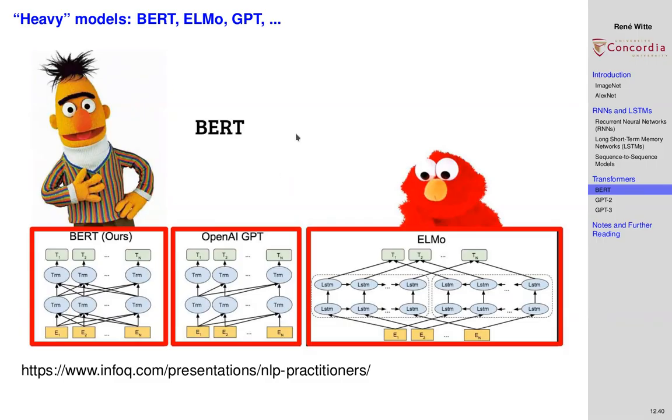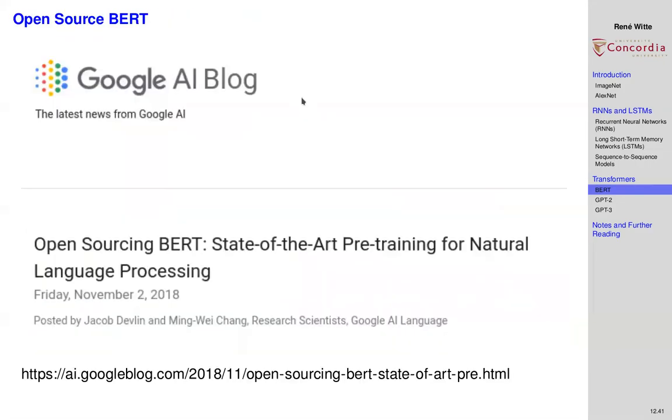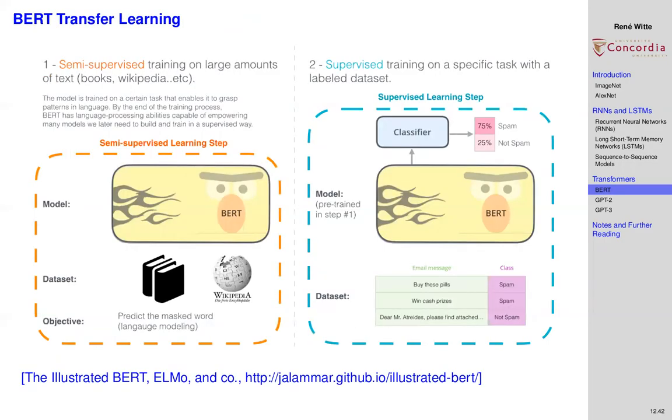You can see that a lot of these models are named after Sesame Street characters. So there's Bert and Elmo and Ernie and a few others like this. BERT, as you might know, was developed by Google and was first released in 2018. So they had a publication about their open source version of BERT. And this falls in the category of pre-training for natural language processing.